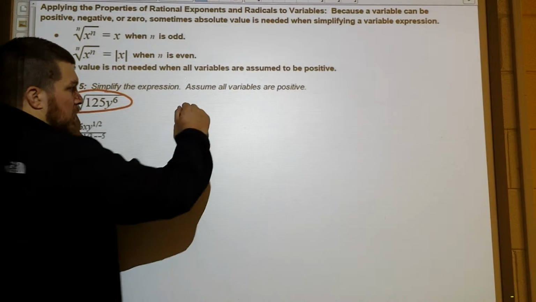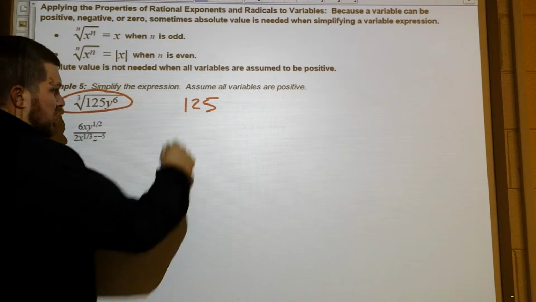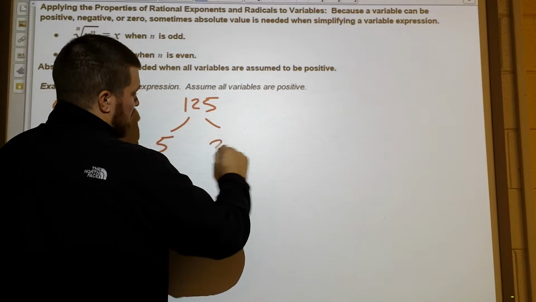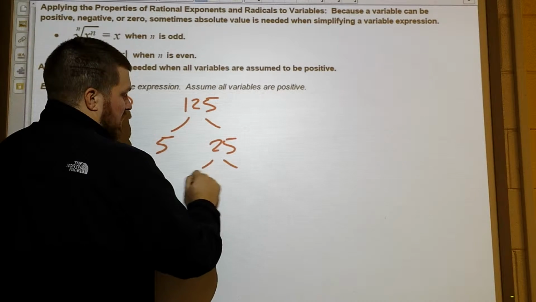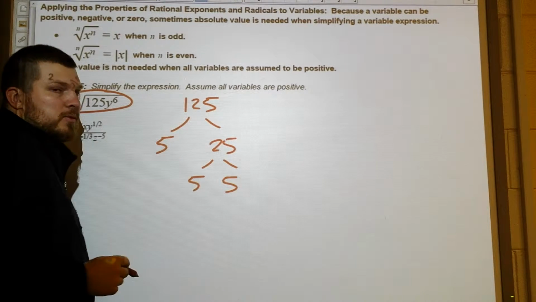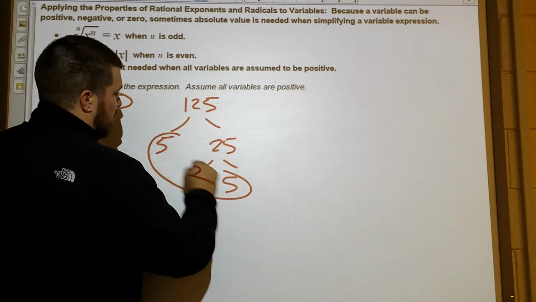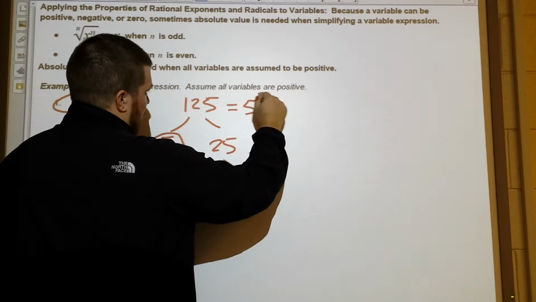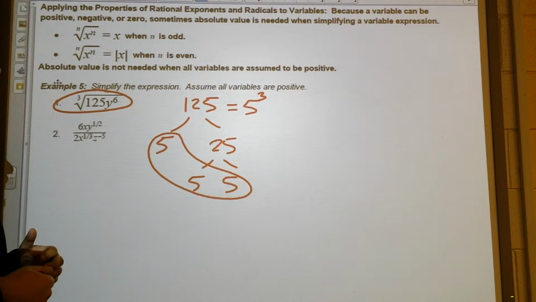So, I'm going to start off with my number, 125. This is just scratch work. I'm going to do my prime factorization. Since it ends in 5, I know 5 is a factor, and the other factor is 25. I can break 25 up into 5 and 5. Well, 5 is prime, so I can't go any farther. But luckily, I've got 3 of a kind. So 125 is the same thing as 5 cubed. Okay, and that's going to help me out because this cubed matches up with my index.